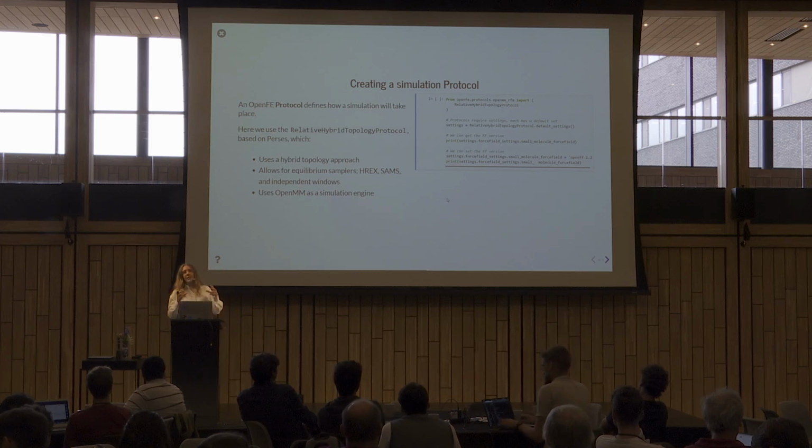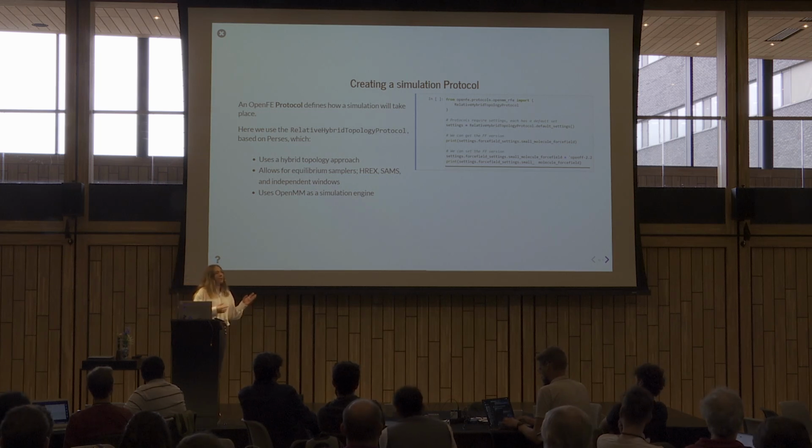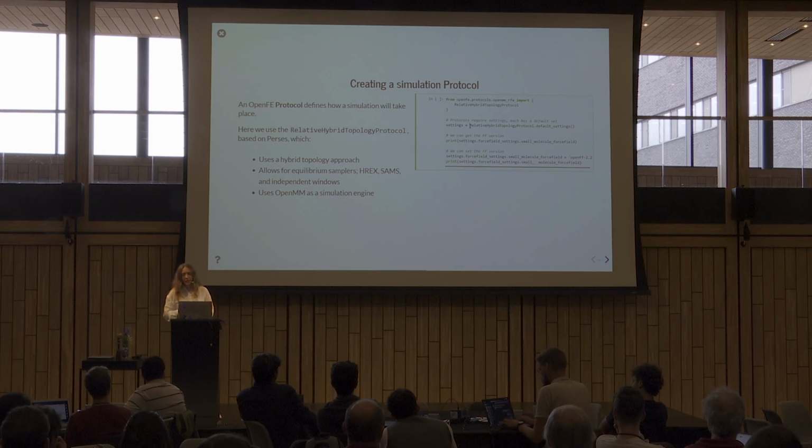Protocols, of course, need settings. You have to define how you actually want to run your protocol, how many lambda windows, how long you want to run the simulations, what force fields to use, and these settings are stored in our Relative Hybrid Topology Protocol default settings. So you can load all our default settings. You can look at them by printing the settings. I'm not doing that here, but these default settings also allow you to change them. So you can look at what the default setting is, and if you don't like it, you can change it.